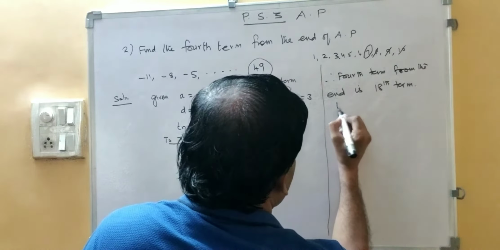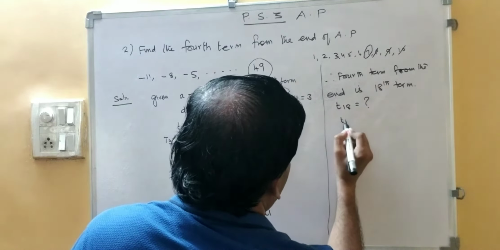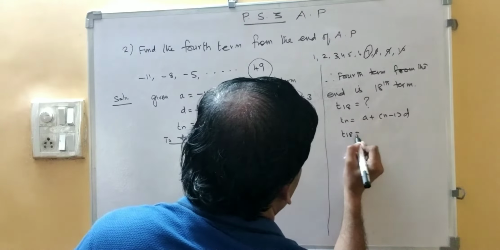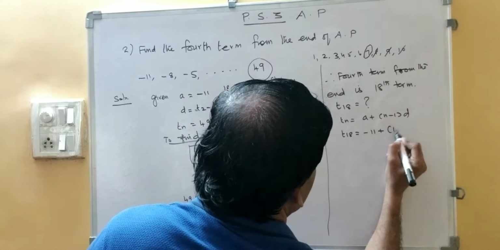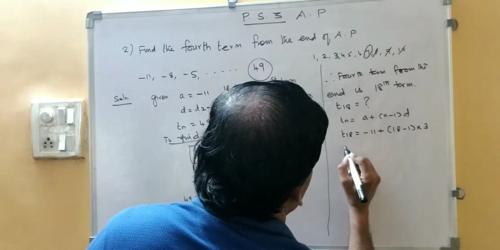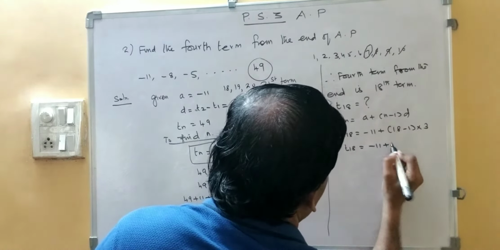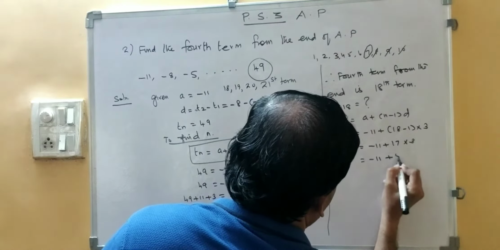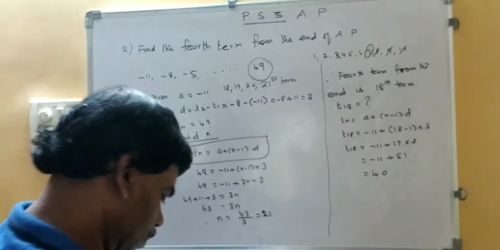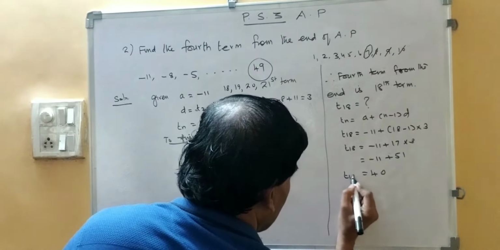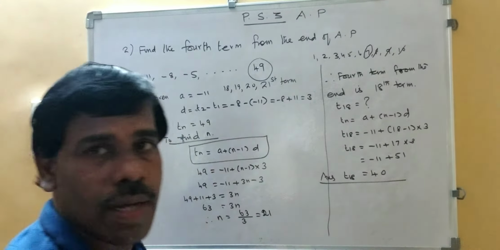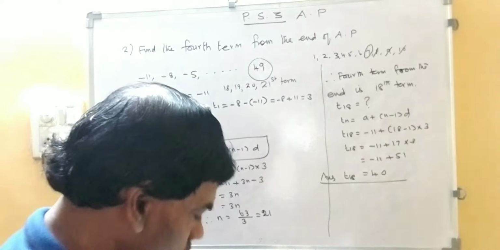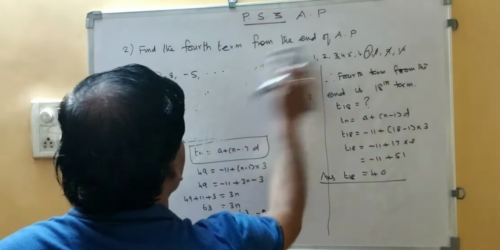Okay. So, T18 you have to find out. Again, Tn equal to A plus n minus 1 into d. So, T18 equal to A, which is minus 11, plus 18 minus 1 into d. So, T18 equal to minus 11 plus 17 into 3, which is minus 11 plus 51. So, it's equal to 40. So, what is the term T18? 40. This is the answer. This is how we have to find out the fourth term from the end of the AP, right? Now next one.